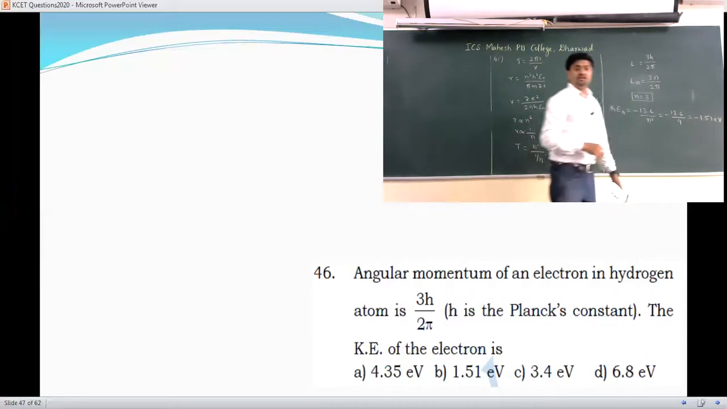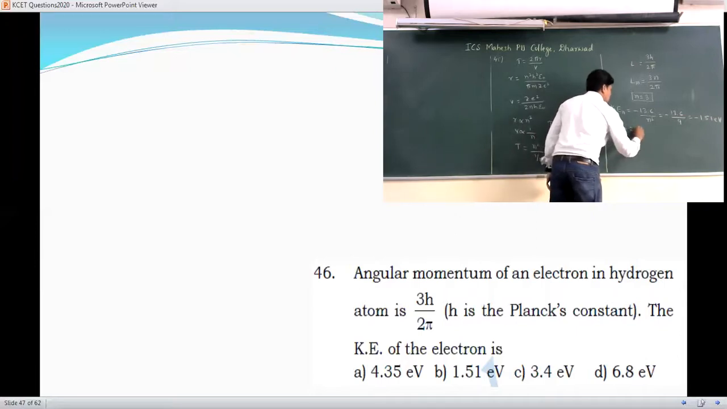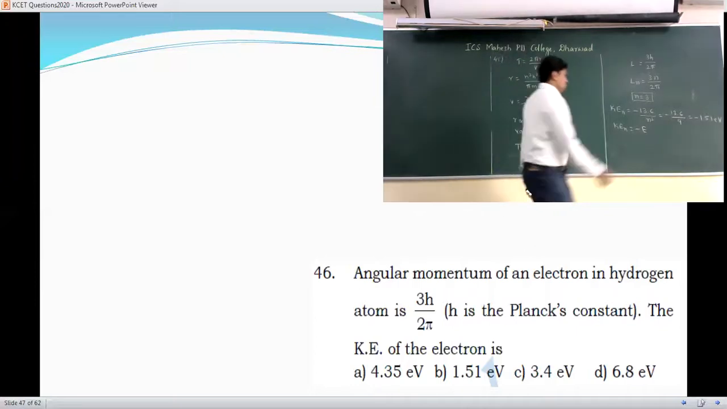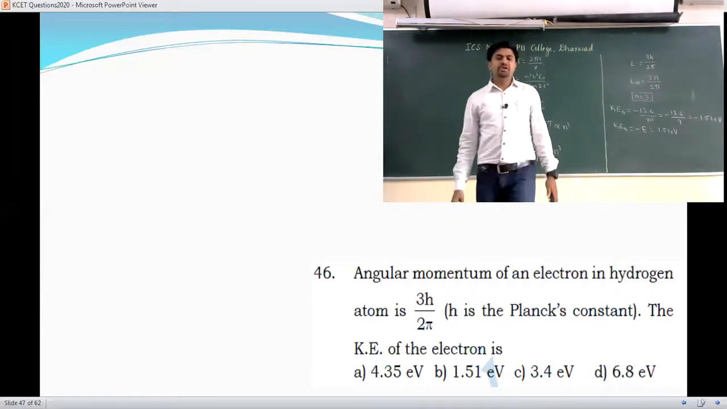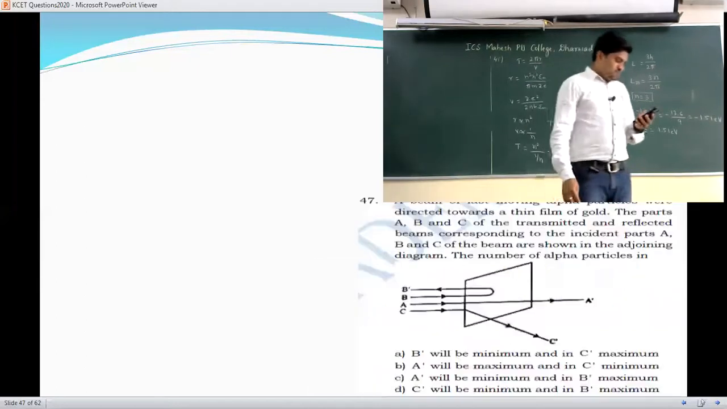But here we are getting minus. So the kinetic energy of the nth electron is equal to minus of total energy, so this will become positive. So our answer is 1.51 electron volt. That's it. So option B is suitable there. We'll go to the next one.